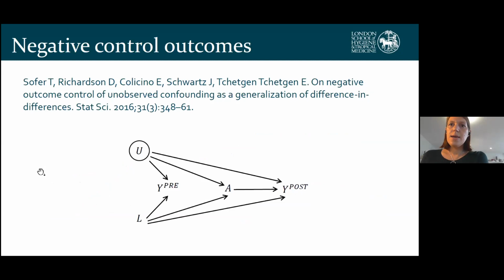And then in this other paper by Surfer and others, they again took this idea of negative control outcomes, particularly thinking about it in this context of unobserved confounding. And they described it as a generalization of a difference in differences approach.